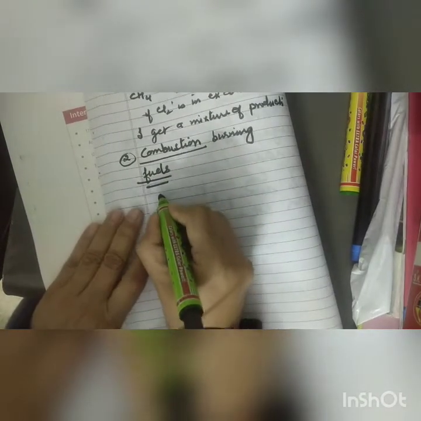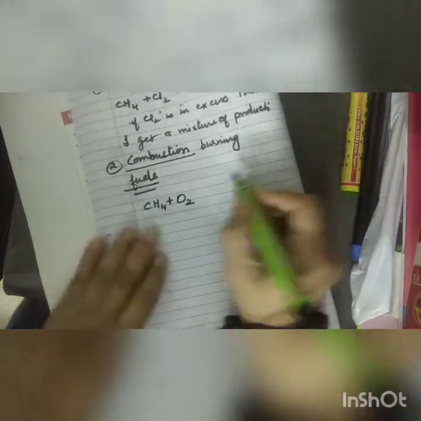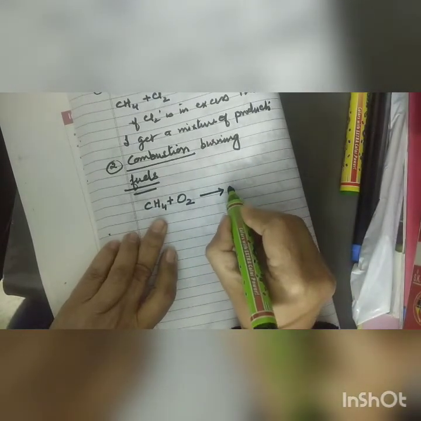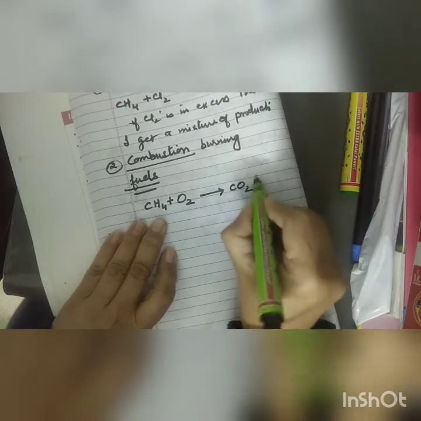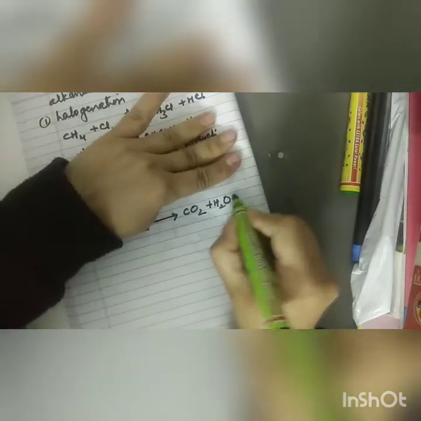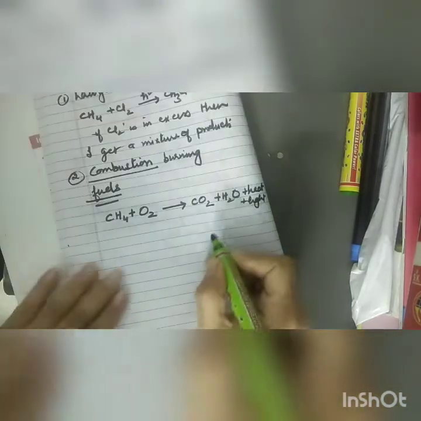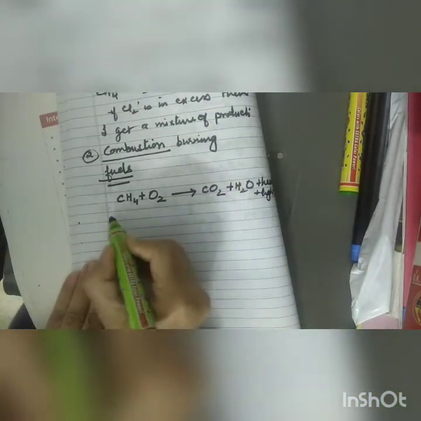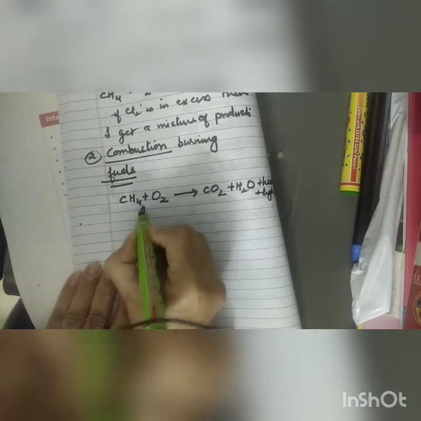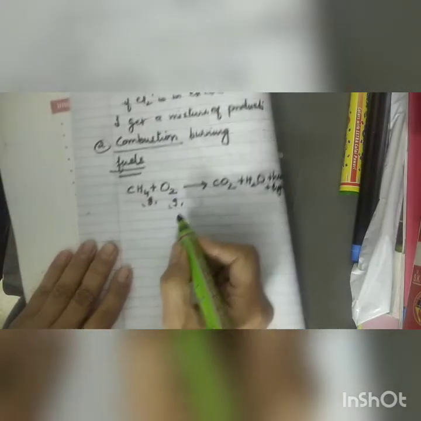So look here, CH4 plus O2. If somebody asks you what happens when it goes complete combustion, the answer is you will get CO2 and H2O and a large amount of heat and light. This is why methane, natural gas, is used as a fuel. This is a gas, so they mix very well, so they undergo a complete combustion.